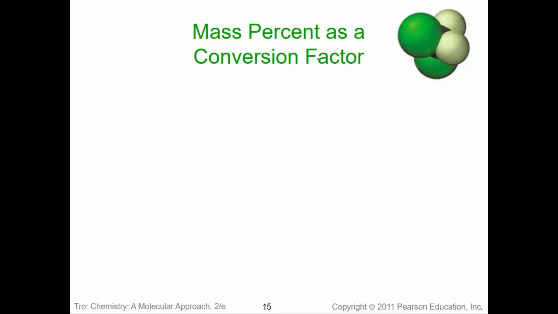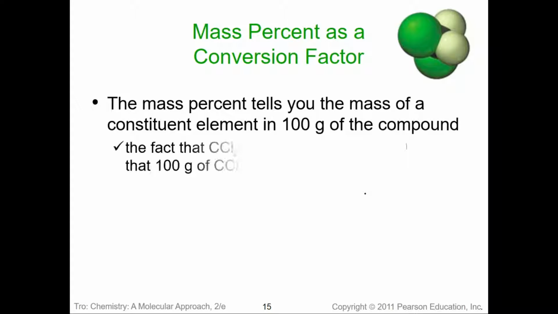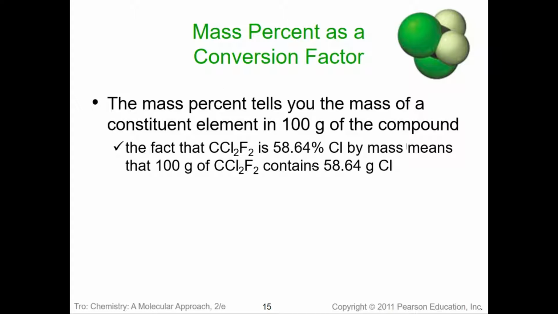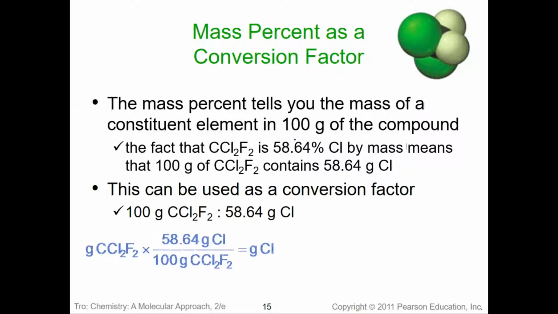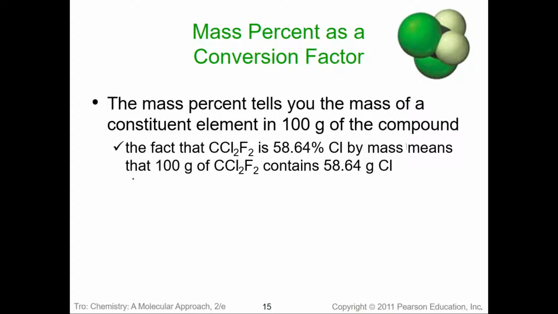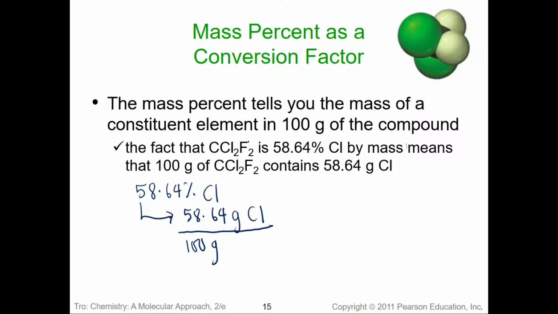You also can use mass percent as a conversion factor. Example, given 58.64% chlorine, how can you translate this into a value? So 58.64% chlorine will be equal to 58.64 grams Cl in 100 gram of the overall compound, CCl2F2.